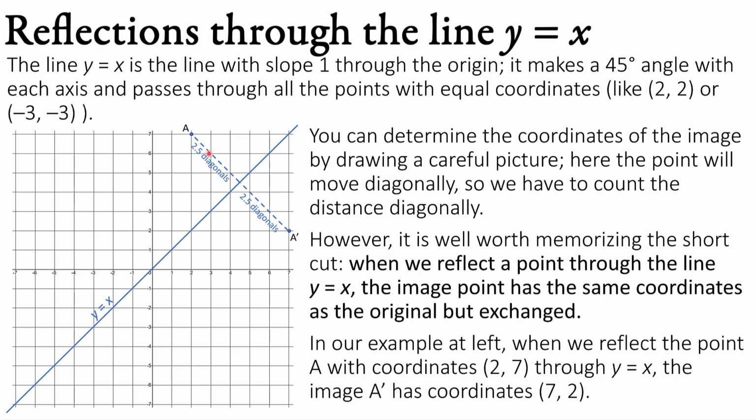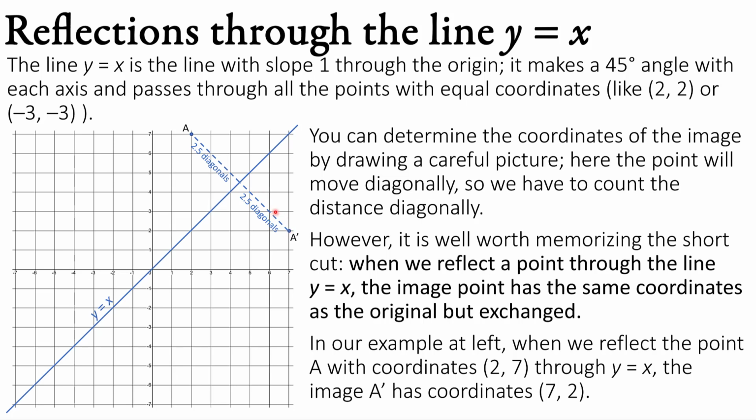You can determine the coordinates of the image by drawing a careful picture. Since this line is diagonal, the point is going to move diagonally. It's common for students to want to make it go through the origin here for some reason. It moves straight to the line like this. And we can count the diagonals of the square to see how far it is away from the line: 1 diagonal, 2 diagonals, 2.5 diagonals, so its image is on the other side.